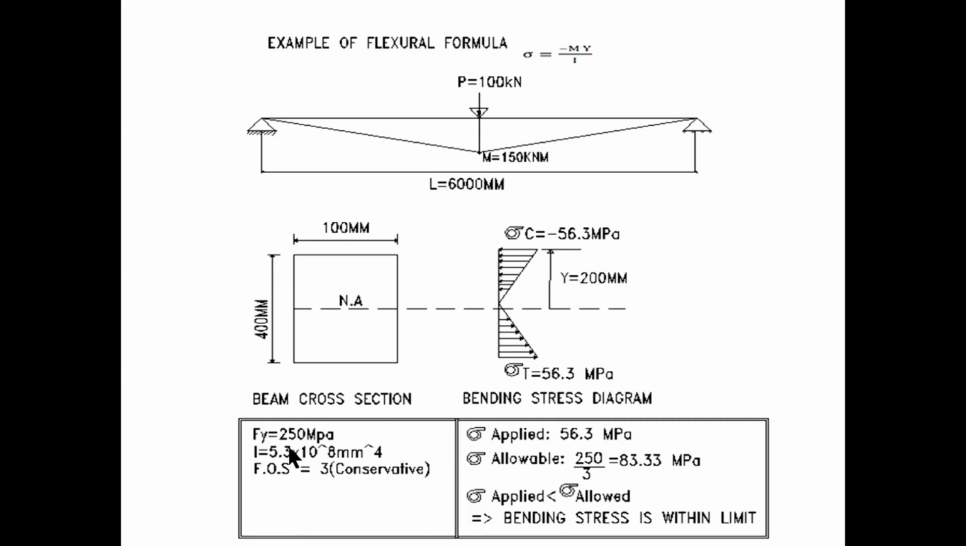The calculated maximum bending stress, My over I, is about 56.3 MPa in tension and compression. Say we are given a steel yield capacity of 250 MPa and we are using a conservative factor of safety of 3, which is probably very conservative. We will then get an allowable bending stress of 83.3 MPa, which is 250 divided by 3. And that is greater than the applied stress of 56.3 MPa.